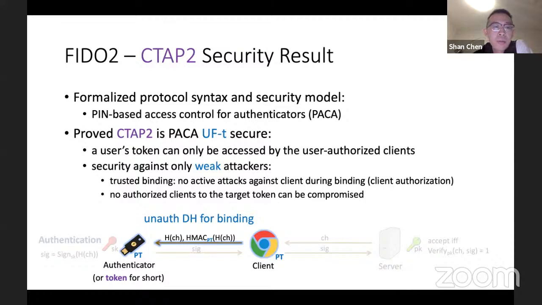But here, unfortunately, this is only secure in the weak sense, which means we have to assume the binding phase is trusted. So we do not allow any active attacks against the client during the binding. And we also need to assume no authorized clients to the target token can be compromised. The reason is that CTAP2 uses unauthenticated Diffie-Hellman key exchange for the binding phase, and this is not that secure.